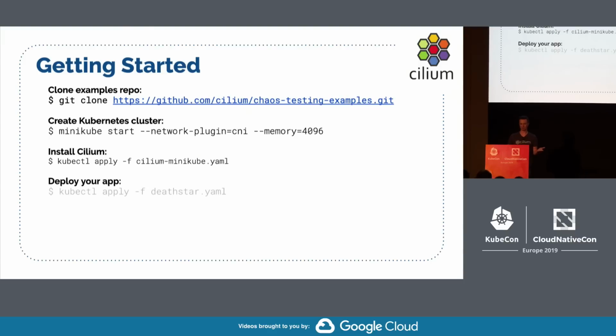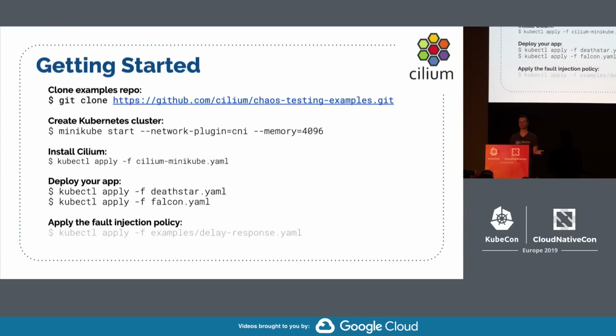You deploy your app. In this case, it's a Death Star and the Falcon. And then you apply the fault injection policy. And that's all you need to do. So very simple. You can try this out using your existing apps. You can use this for development purposes on Minikube. You can run this in your staging clusters. You can run this in your prod clusters if you want, and so on.